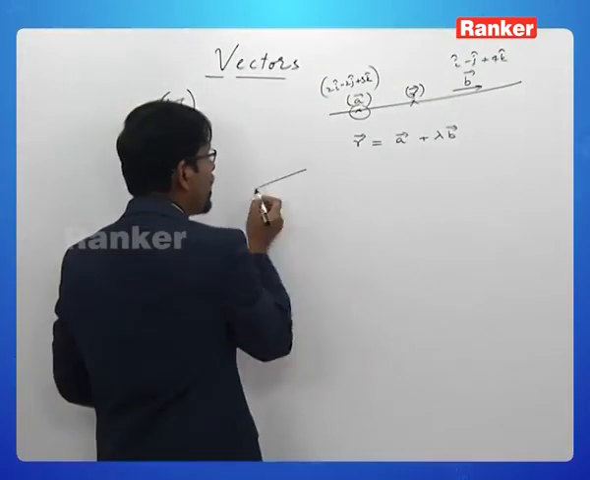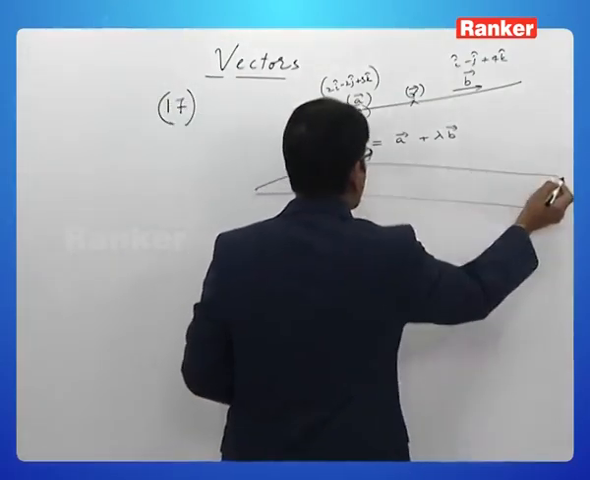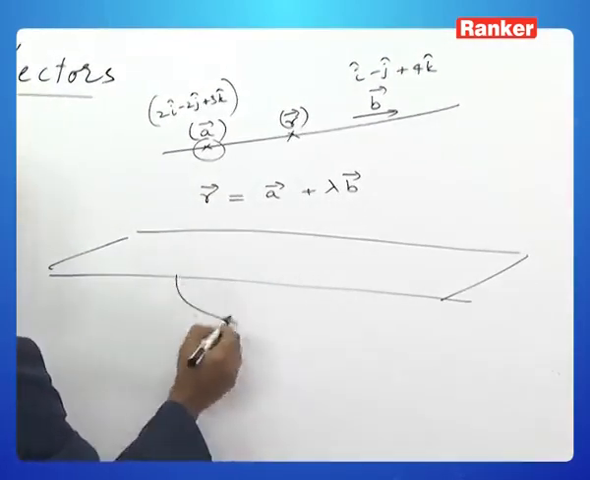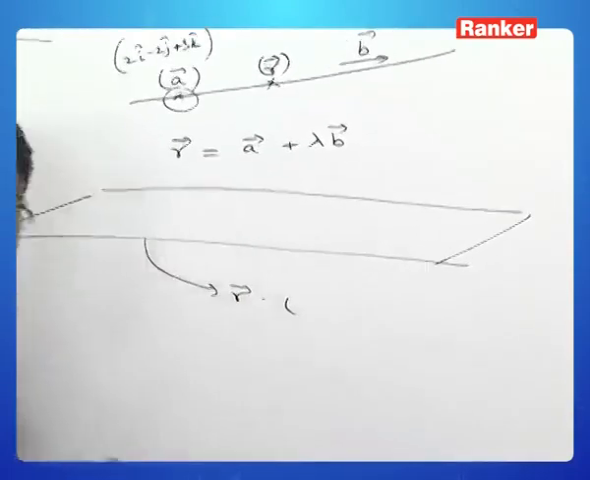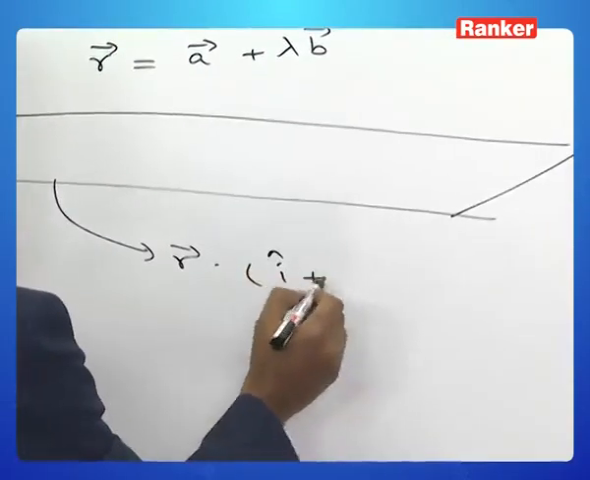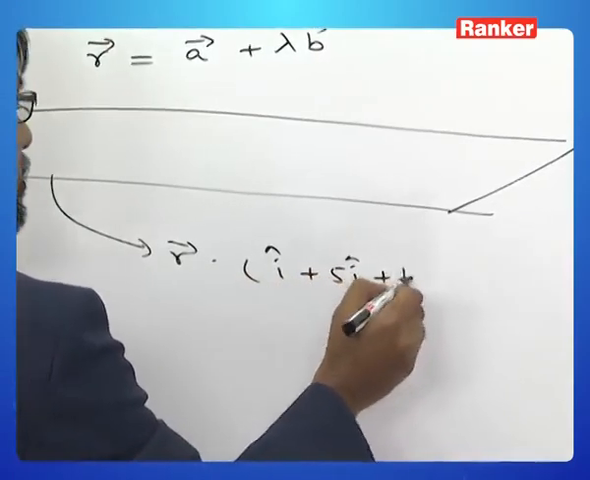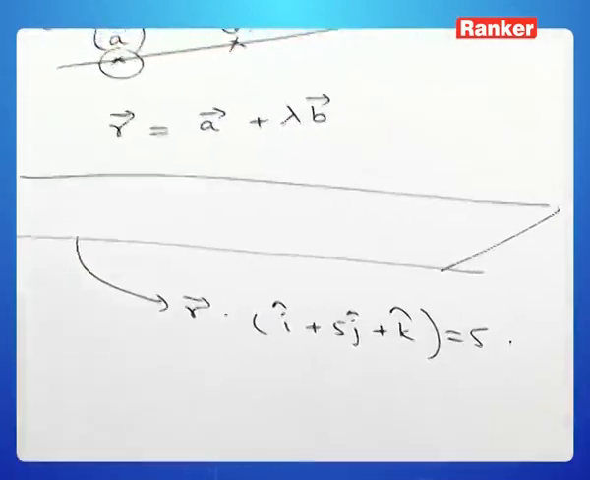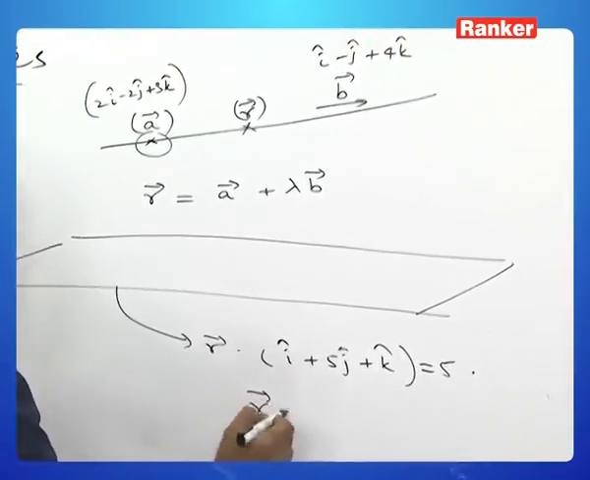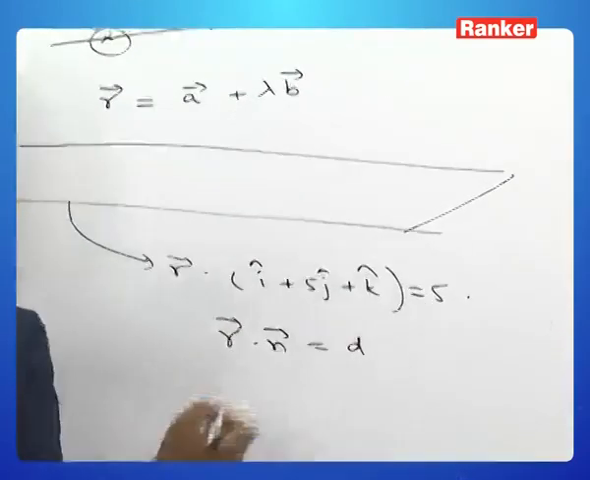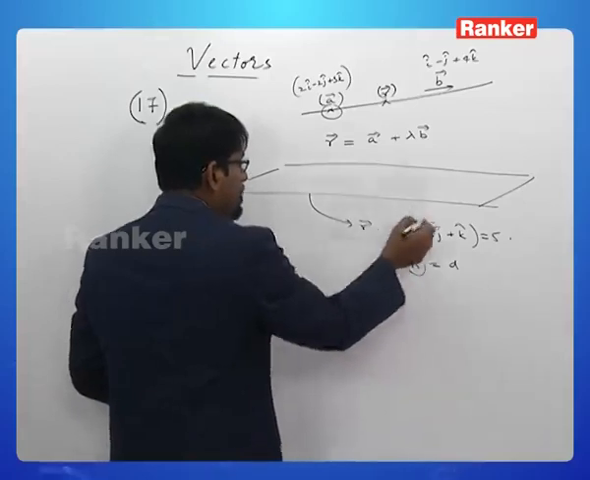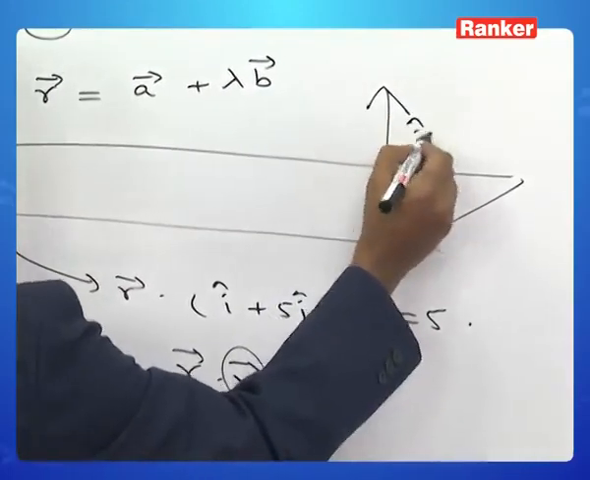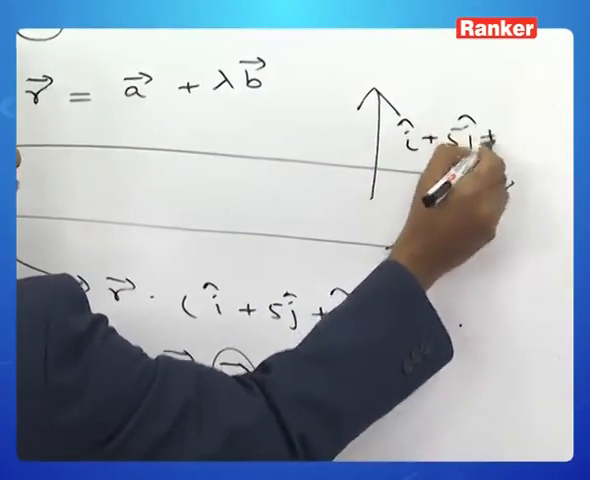Now let's observe one thing. We are given the equation of a plane as well. The plane is in the form of r bar dot (i plus 5j plus k) is equal to 5. Now observe that when we write the equation of the plane like this, r bar dot n bar equal to some d, this n bar represents the vector normal to the plane. So what is n bar here? i plus 5j plus k is a vector normal to the plane.